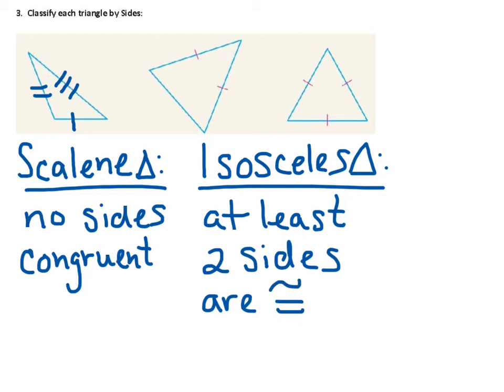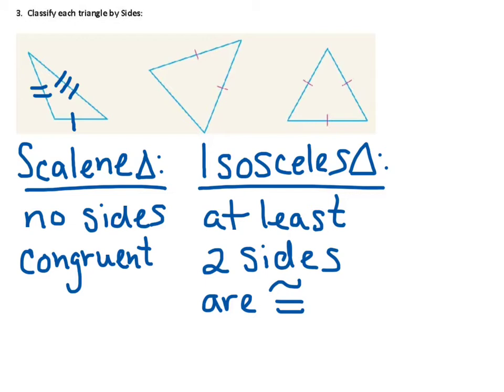I'll actually use my congruent symbol. And finally, let's look at this last triangle that we have here. Since it indicates that we have 1 slash through this side, and this side, and this side, then that's telling us that all 3 sides are congruent to each other. If we're guaranteed that all 3 sides are congruent to each other, then we call that type of a triangle an equilateral triangle. So again, let's be careful with our spelling here.